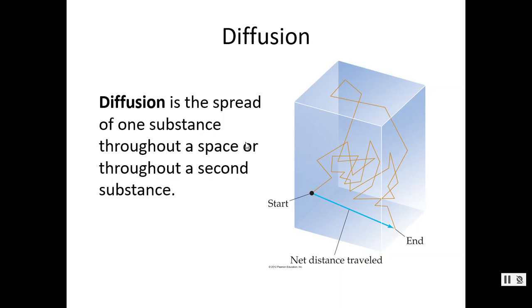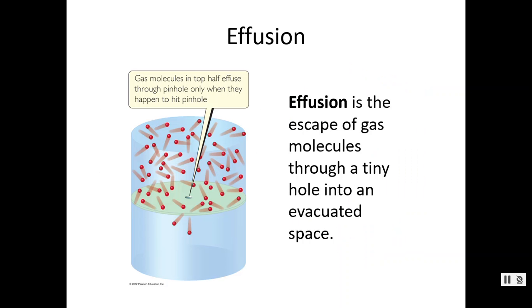That's a little bit different than this term of effusion. Effusion is specifically the escape of gas molecules through a tiny hole into a space. So if you were to open up a bottle of perfume, typically we would say, oh, the gas molecules that smell diffused into the air. Well, technically, the term would be effusion because those gas molecules, that smell, are going through a small hole, the opening of the perfume bottle, into the atmosphere.